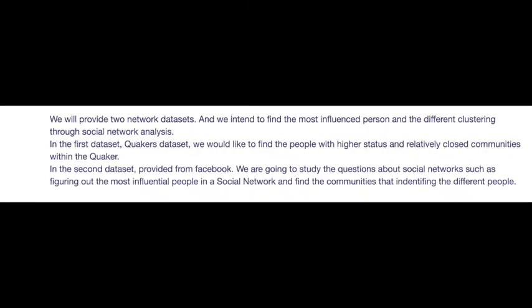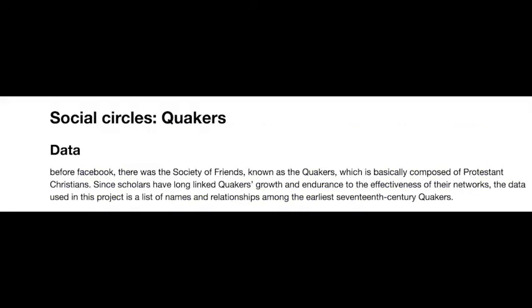There are two different network data sets we used in our project. The first one is about Quaker, that we found by ourselves. And another one is about Facebook, from the references provided by the professor. We would like to find the most influential person and different clusters through social network analysis. Let's see the first data set, Quaker.